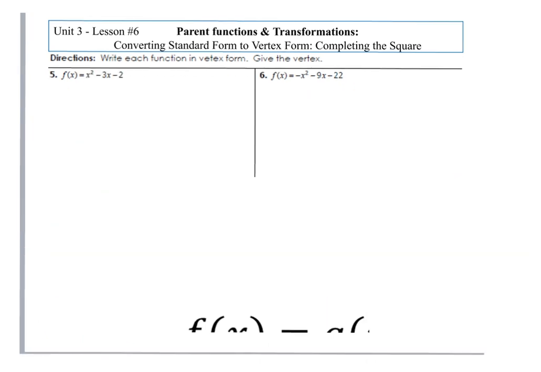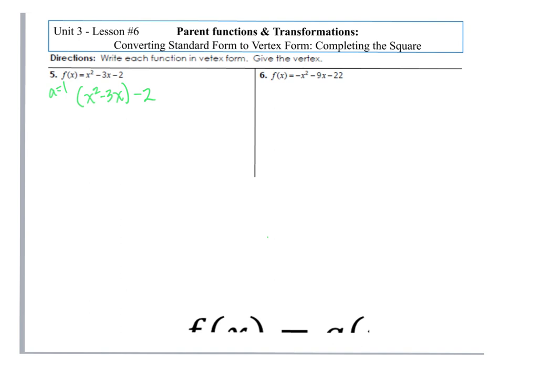Okay, number 5, our function in standard form is f of x equals x squared minus 3x minus 2. So we're going to rewrite this in vertex form by completing the square. So we start by making a grouping of our x squared minus 3x, and we kick the constant out to the outside. I check my a value is equal to 1, so we get to leave that alone. We don't have to factor anything out.